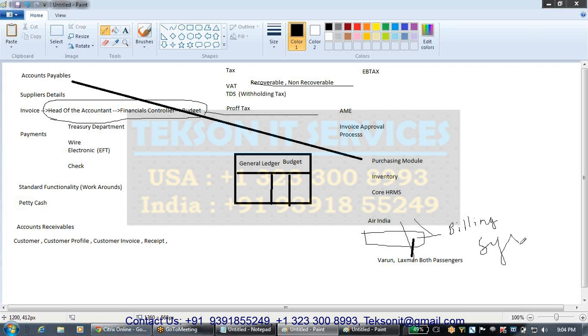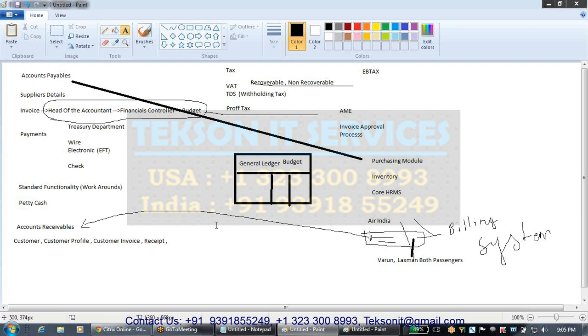So this billing system does not belong to Oracle Financials, because Oracle Financials or SAP, whatever the ERP is, they are a back office system. They are not a front office system. In the billing system, every day they are recording lots of invoices and receiving lots of money from the customer. So this information they transfer to Oracle Accounts Receivables in the form of a batch.